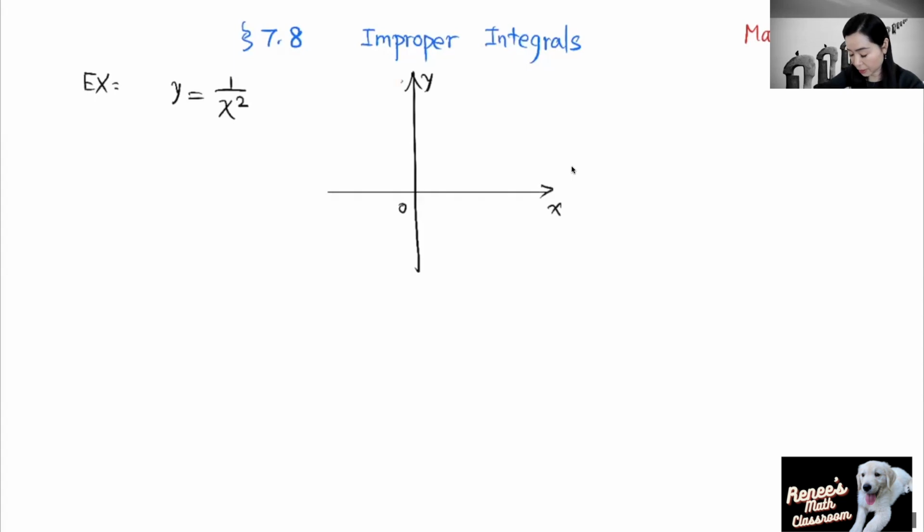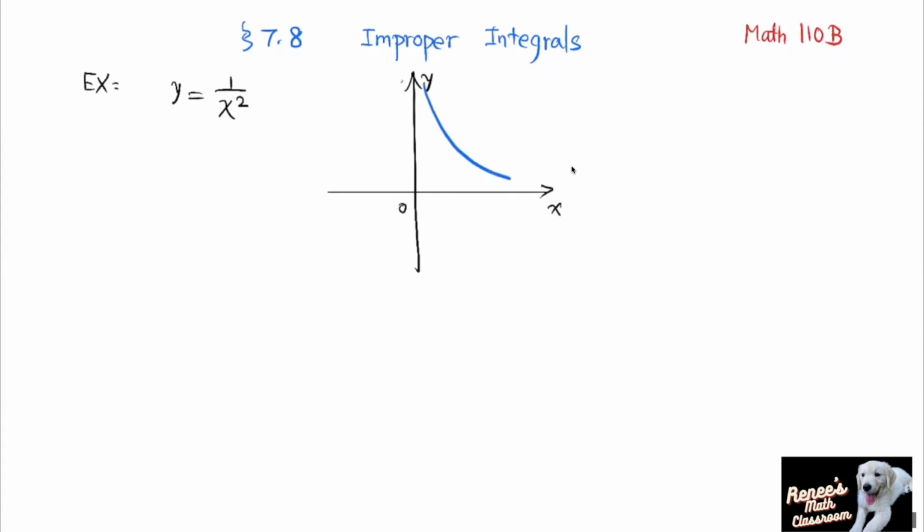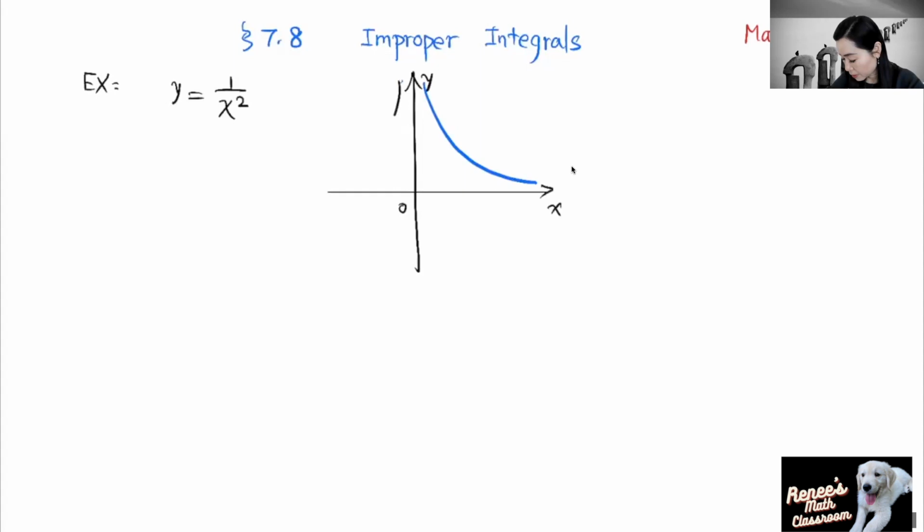So when x here is positive, then the graph looks like this. Now this is an even function, so it's going to be symmetric with respect to the y-axis. So on the other side, we also have this one over here, symmetric. Okay. So this is the graph for 1 over x squared.